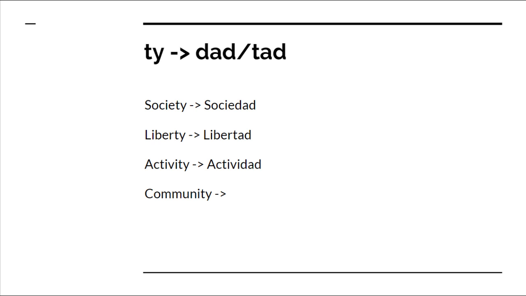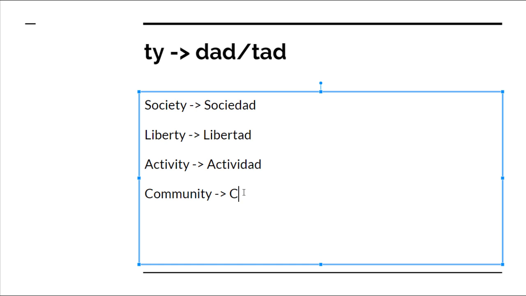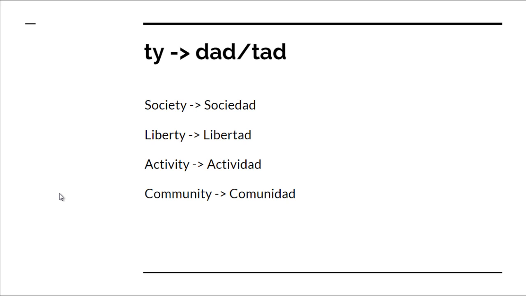In Spanish it is libertad. Something similar happens to activity. Activity changes to dad in Spanish, so activity is actividad. So following this pattern, how would you say community in Spanish? The way that you would say community in Spanish is comunidad. Comunidad. And that's the pattern right there. Ty ends with dad or tad in Spanish.